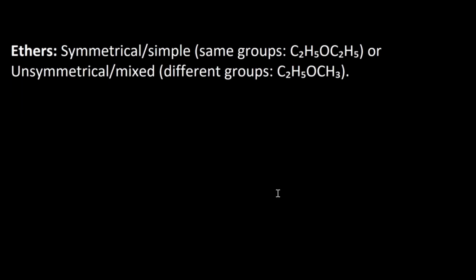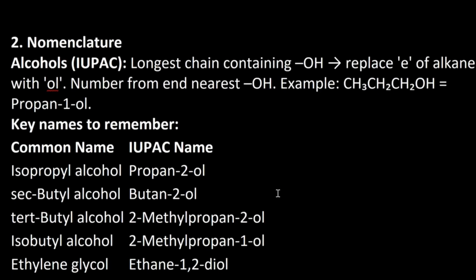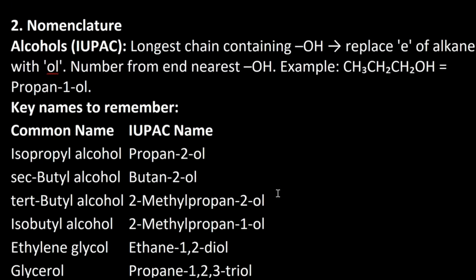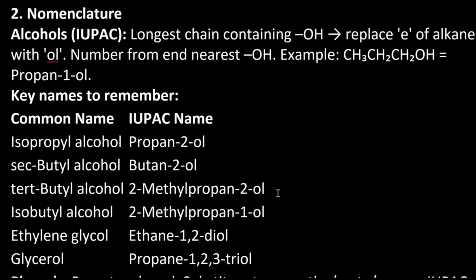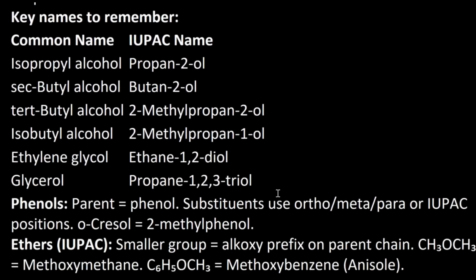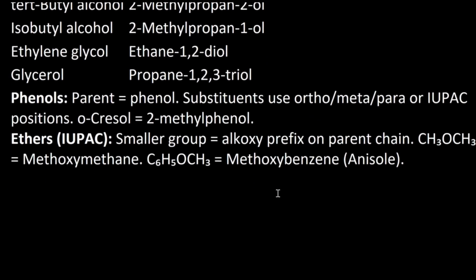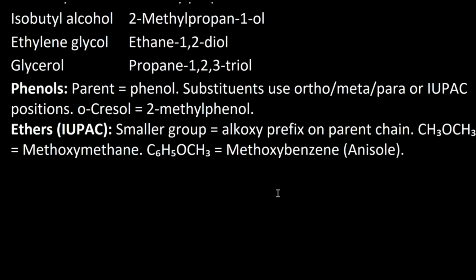Then ethers, symmetrical ethers and unsymmetrical ethers, where the two groups on either side of the ether oxygen are the same, that is symmetrical. If they are different, that is unsymmetrical or mixed ethers. Talking about the nomenclature of alcohols, it ends with OL, right? In case of the IUPAC name, and in the common name we use alcohol itself, right? And for phenols, the parent is phenol only. The substituents are present in 2 position, 4 position, 6 position, or whatever the position from the OH group we will calculate it, right? OH is the first position, and from there wherever the substituent is present, they will calculate it.